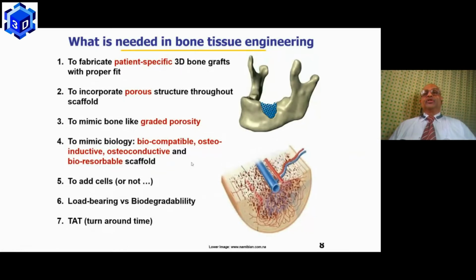These scaffolds should be able to host cells, although opinion is divided whether it is good to add cells externally or it is much simpler for the surgeon to use a bare bioactive scaffold without cells. And we prefer the latter at the moment, simply because of translation considerations, where cell therapy kind of approvals would not be needed from the drug controller with scaffolds that are free of any cellular constructs. The load bearing and biodegradability have to be matched well. And lastly, the turnaround time for a custom built scaffold also has to be kept in mind.